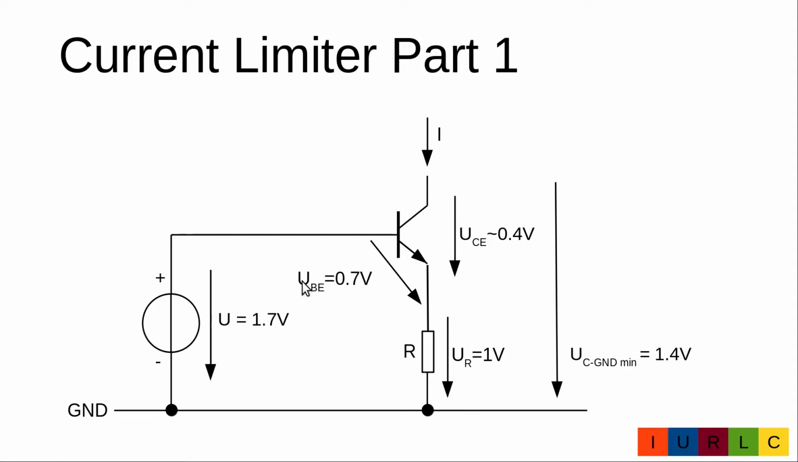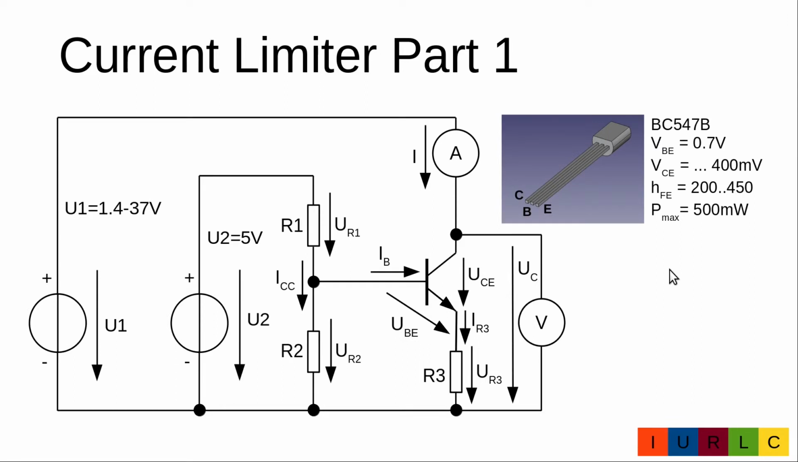So with a base emitter voltage of 0.7 volt and 1 volt on the current sense resistor, we need a constant base voltage of 1.7 volt. And with a minimum collector emitter voltage of 0.4 volt and a current sense resistor voltage of 1 volt, we need at least from collector to ground 1.4 volt so that the current control can work.